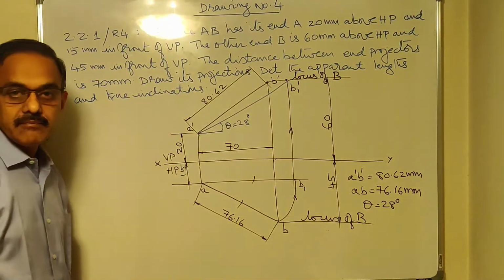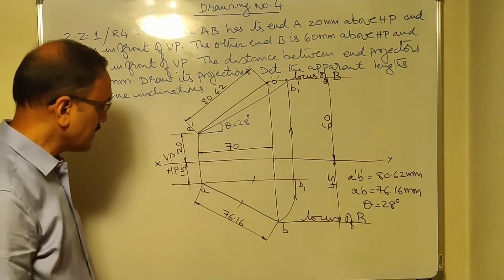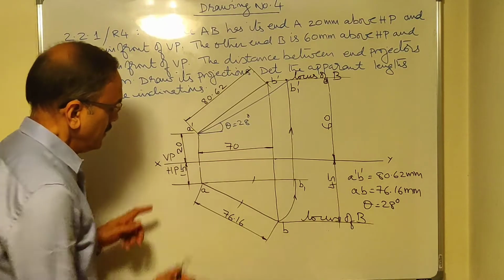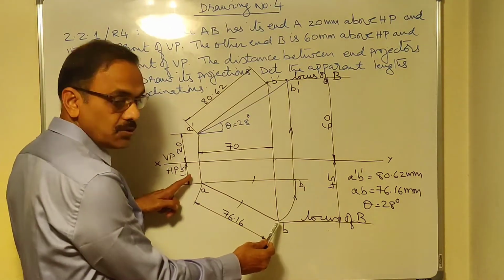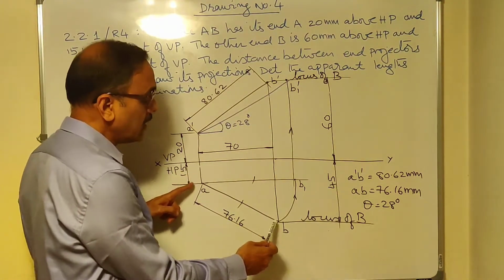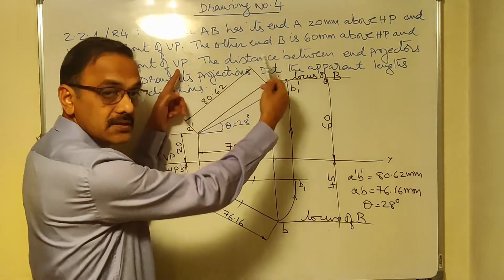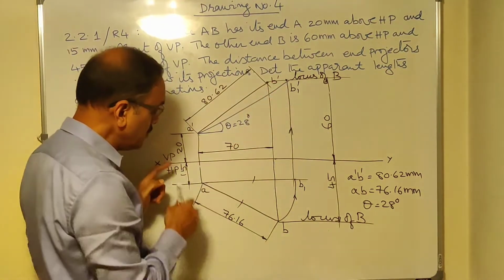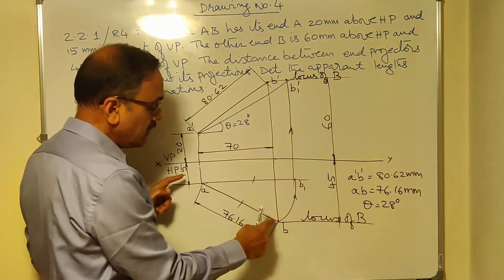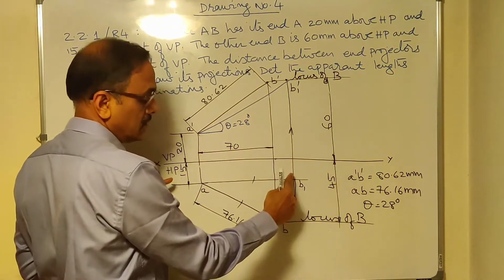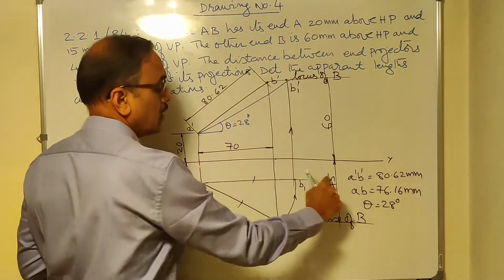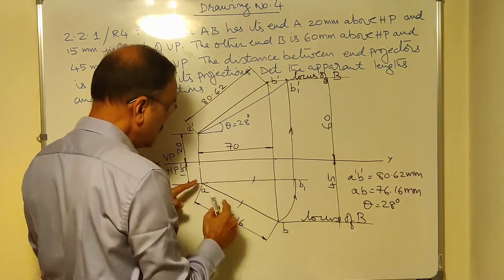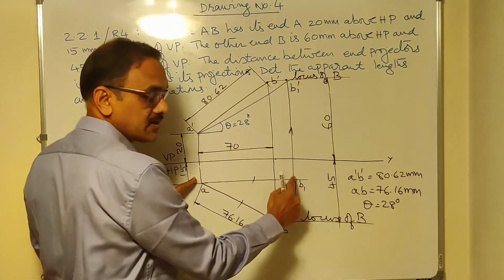Got it? Let me repeat the procedure once again. This was the original position of the top view. I want to make it parallel to XY to get the true length in the front view. So what did I do? I took A as center, AB as radius. I have drawn an arc till here, and I have drawn a line parallel to XY line here. So AB is made parallel to XY.